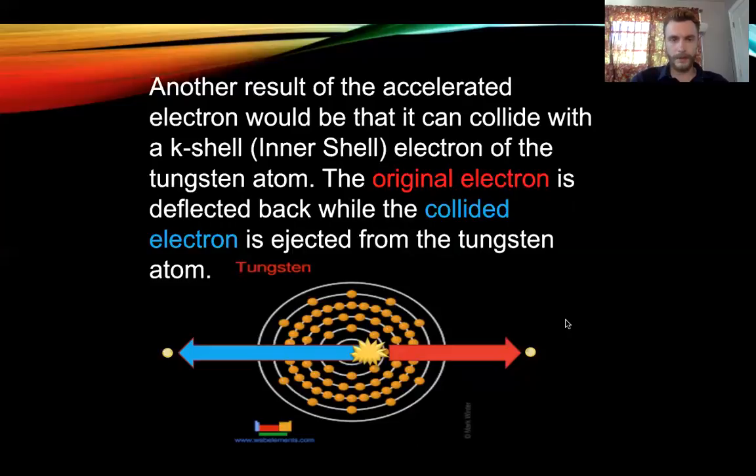Now we have another result of the accelerated electrons. Basically what happens here is you have an electron that travels in towards the nucleus, misses all the electrons in the surrounding layers, and collides with an inner shell or K-shell electron of that tungsten atom at the anode. So the original electron is deflected backward, while the collided electron, here shown in blue, is ejected from the tungsten atom in another direction. So the original one comes back, and the other one moves forward.